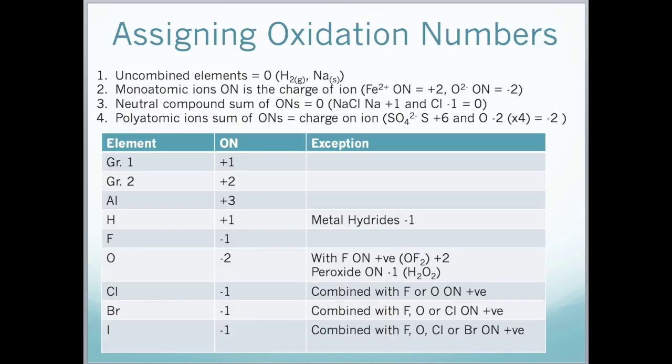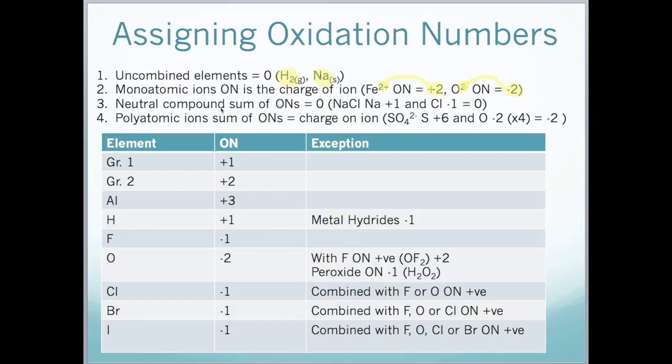Let's look at the rules of assigning oxidation numbers. First of all, if you have an uncombined element, the oxidation number will be 0. So for example, if you have hydrogen gas, the oxidation number will be 0, or sodium, it will always be 0. In monatomic ions, the oxidation number is the charge of the ion. So for example, in Fe2+, the oxidation number will be +2, because that's the charge. And if we have O2-, the oxidation number will be -2.